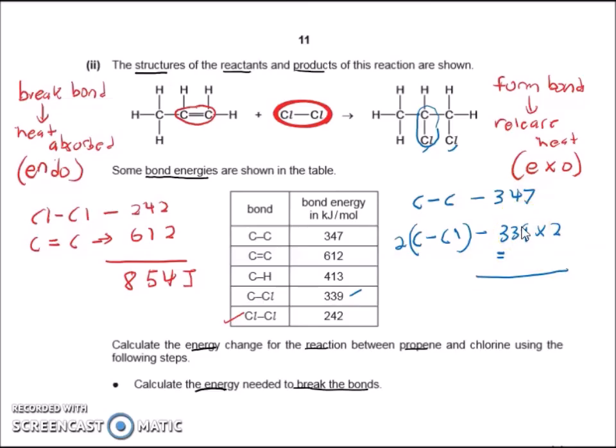So 339 times 2, you'll be getting 678, and you add this one, you'll be getting 1025 joule. Okay, 1025 joule. So this reaction is actually exothermic, because the exothermic heat is much higher than the endothermic. Okay, so we have done these few steps. This calculation is for number 1.